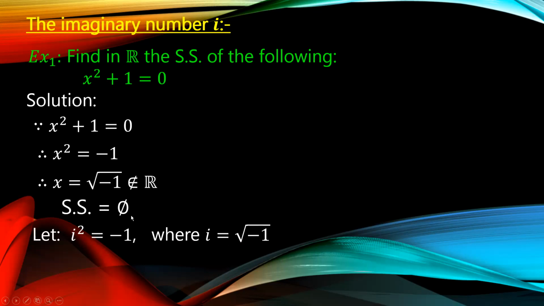Again, if the solution set equals phi in R, I can say i^2 = -1, where i is an imaginary number, where i = root -1. Then x^2 = i^2. I will take the square root, then x = positive or negative i. Then the solution set here is i and -i, but in the real numbers it is phi.